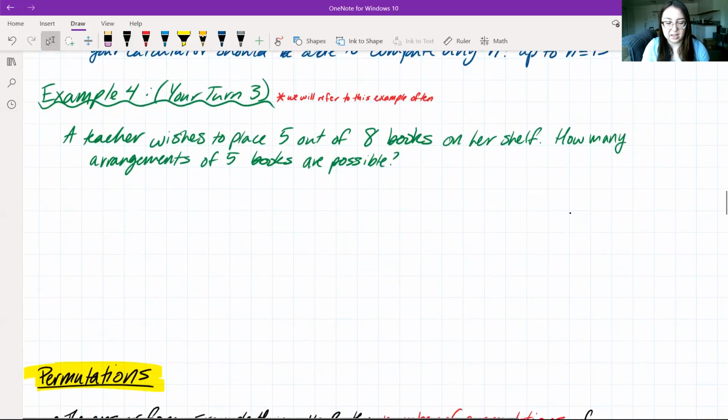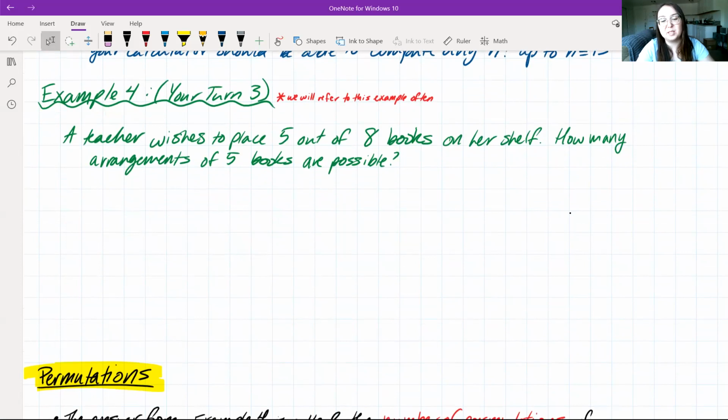All right, we have example 4 here, which is going to be your turn number 3. And also just a note, we're going to refer to this example very often, even in the next section. So just keep this in mind. Just make sure that you're familiar with this problem. We have a teacher who wishes to place 5 out of 8 books on her shelf. How many arrangements of 5 books are possible?